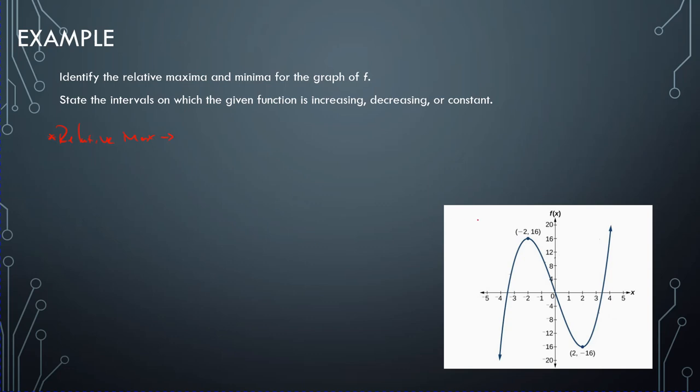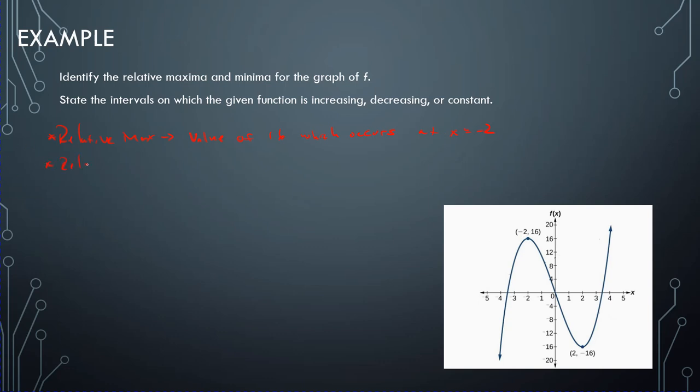Okay, does it have any peaks? Absolutely it does. It has a relative max value of 16. So the relative max value is this y value, this f of x value, which occurs when x is equal to -2, right there.